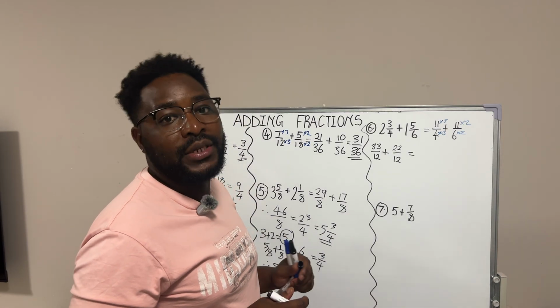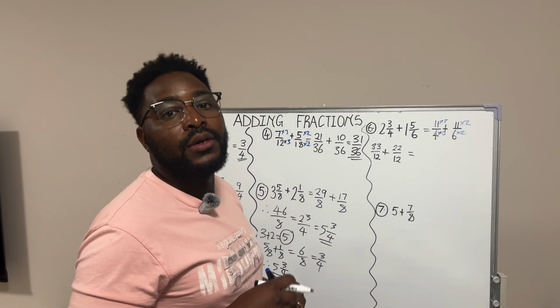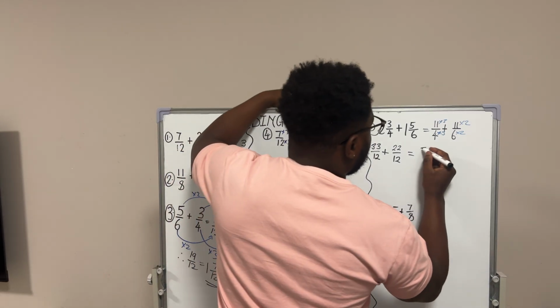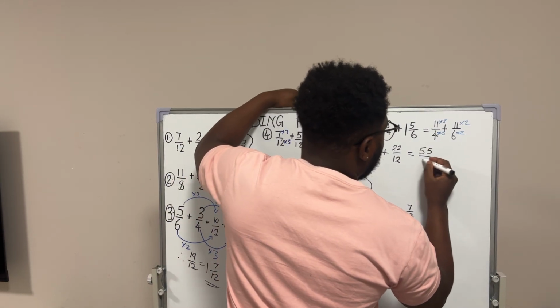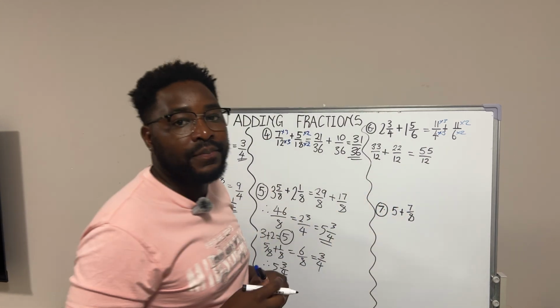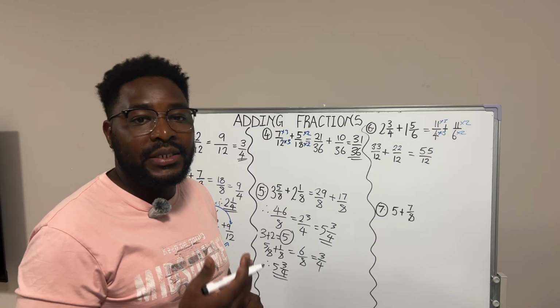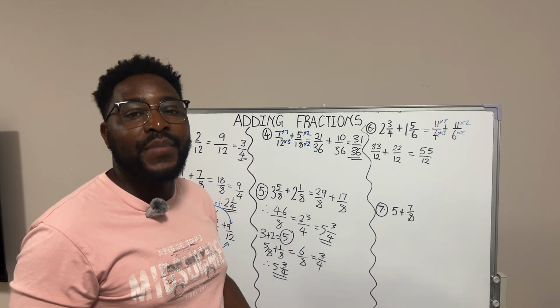Now that we have the same denominators, we just have to add our numerators. So 33 plus 22 is 55. You keep the denominator, which is the 12. Yes, it's an improper fraction, so we can turn that into a mixed number, or rather a mixed fraction.